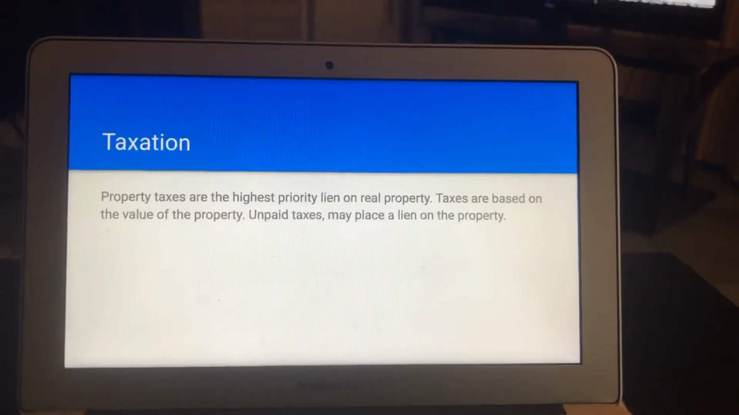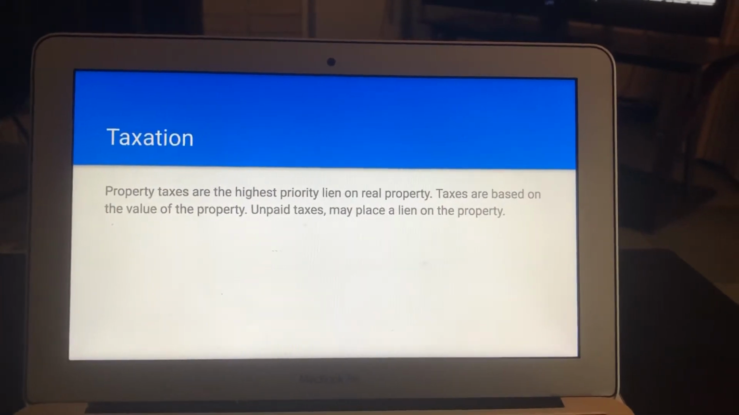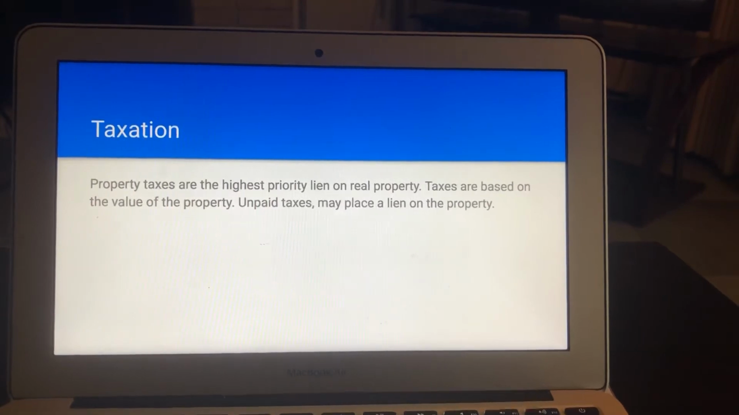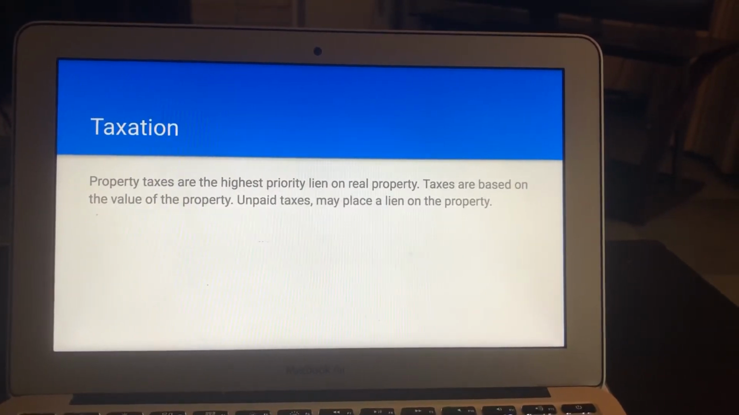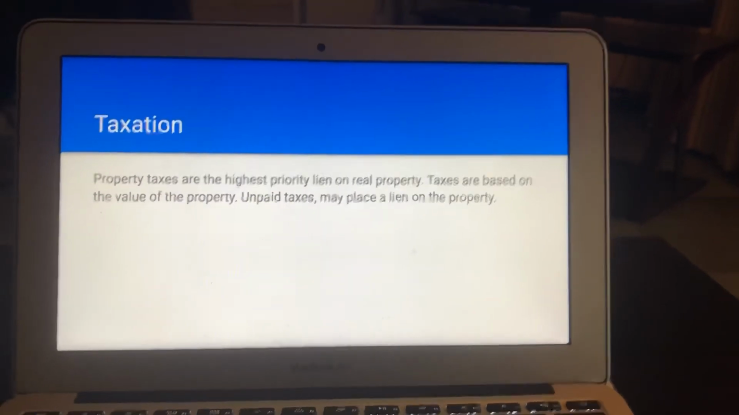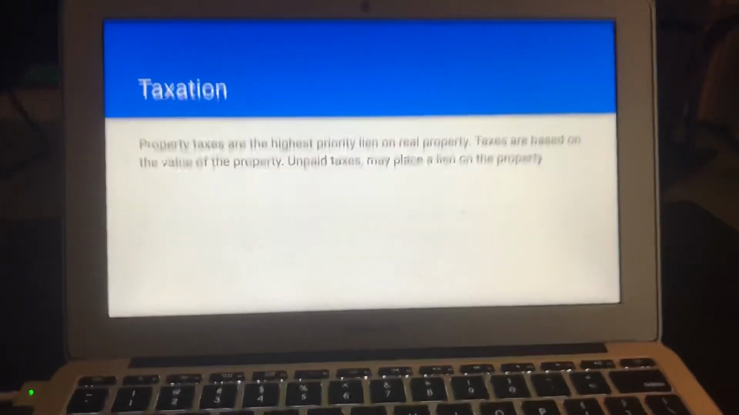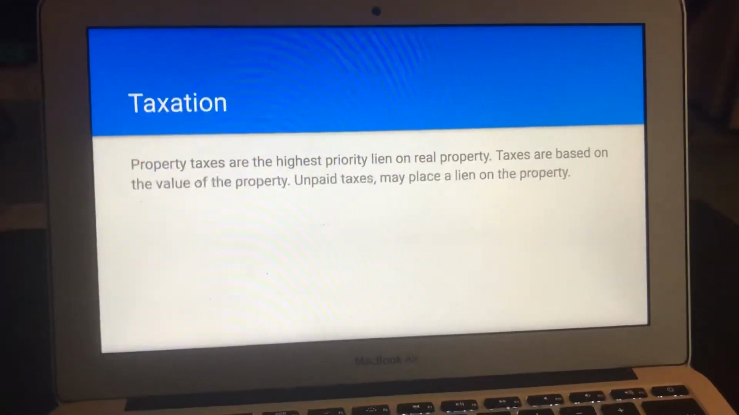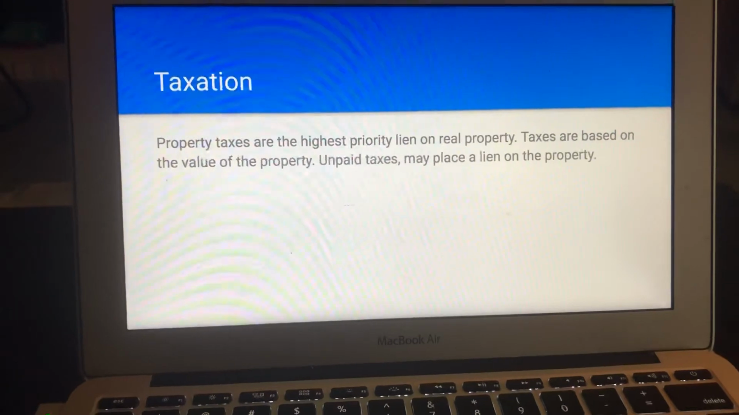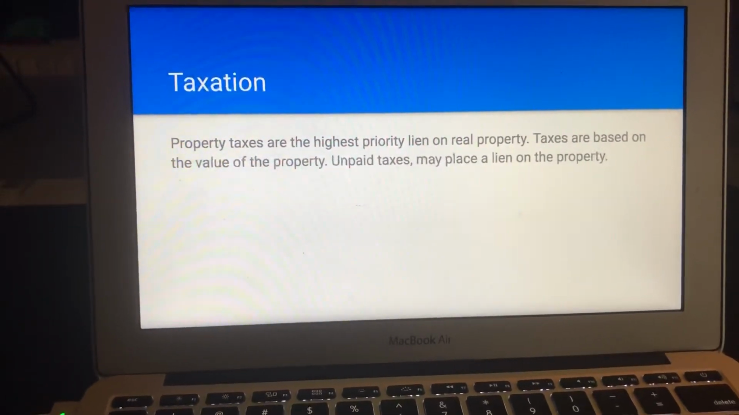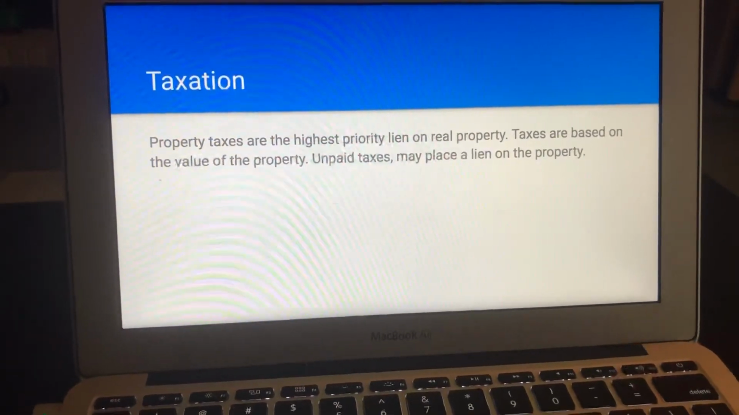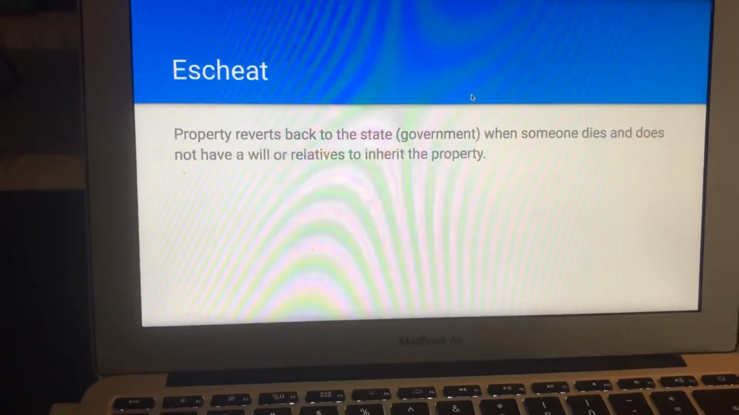Taxation. Property taxes are the highest priority lien on real property. Taxes are based on the value of the property. Unpaid taxes may place a lien on the property. And so basically, a lien is kind of like a cloud on the title. So that means that if you owe taxes, even if the government confiscates the land, when the next person buys the property, they have to pay off that lien.